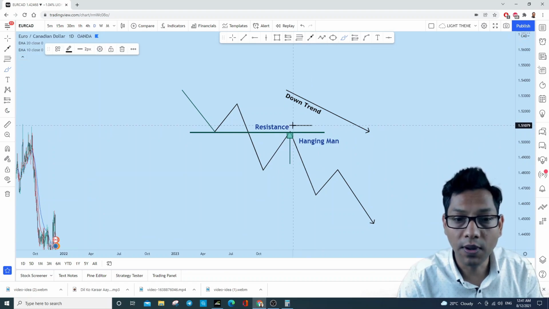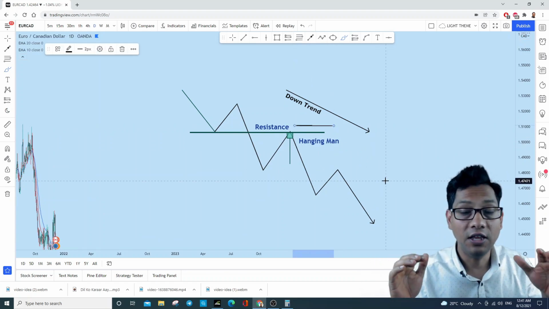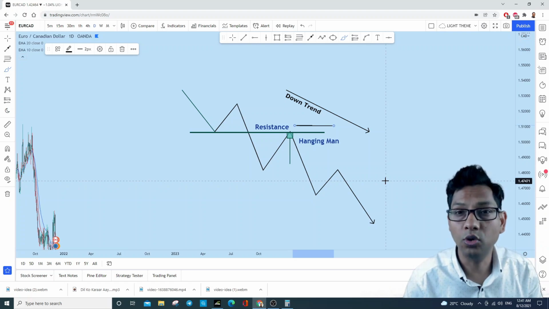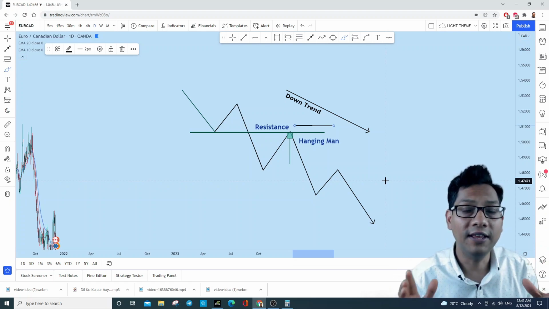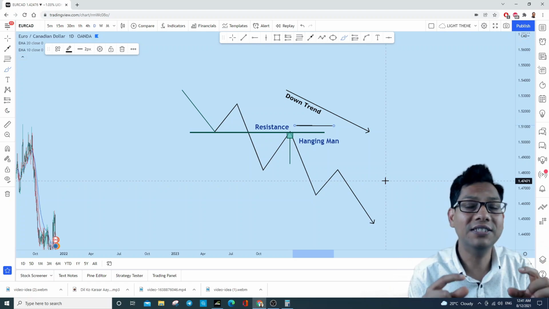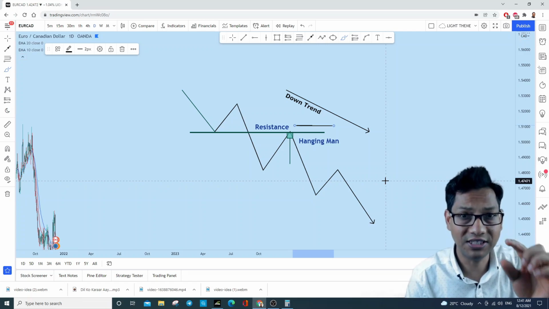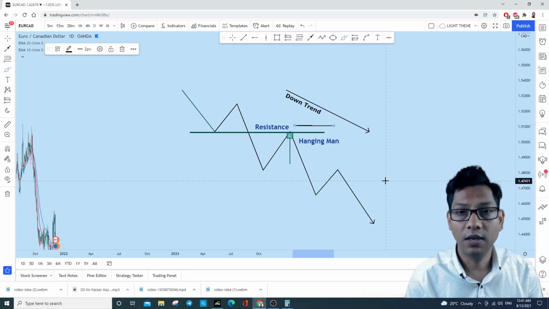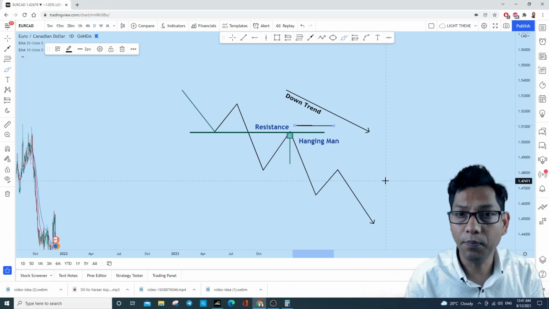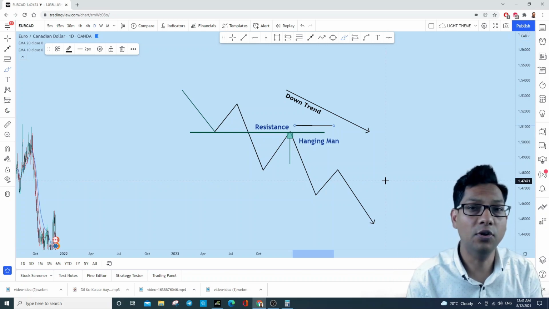Your stop loss will be above this high, and you have to take at least 1 to 2 or 1 to 3 risk to reward ratio. When you trade this hanging man or shooting star, the stop loss will be very, very narrow. Now let me show you a couple of examples where you will find this kind of trade.